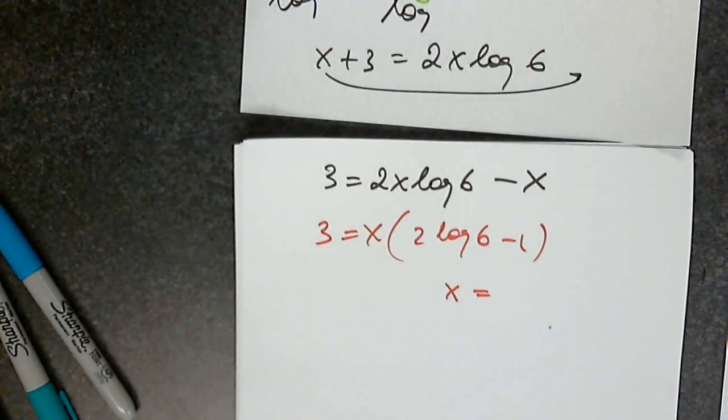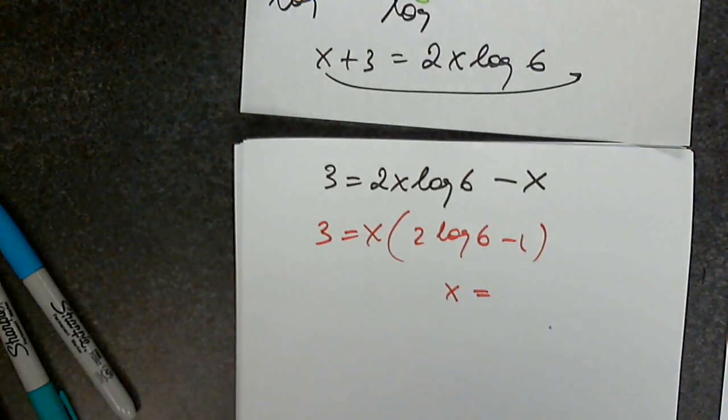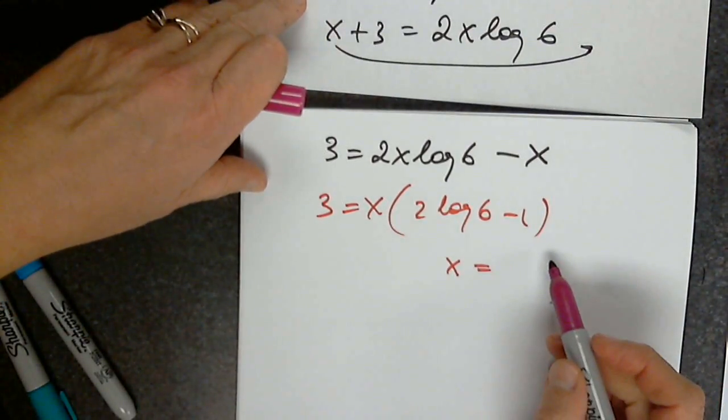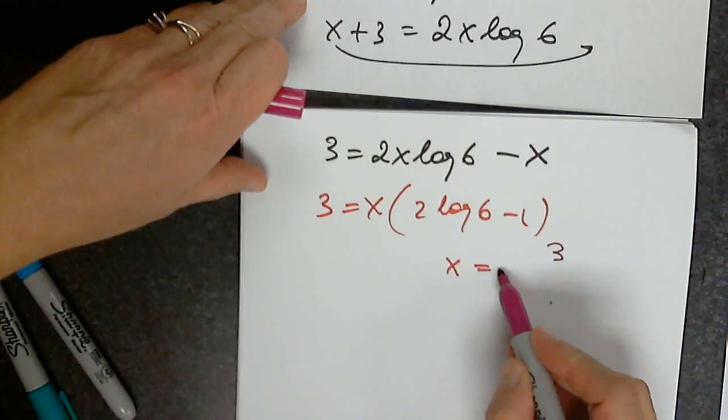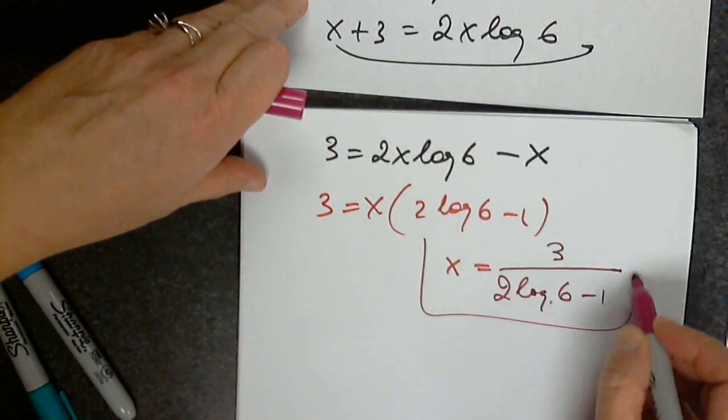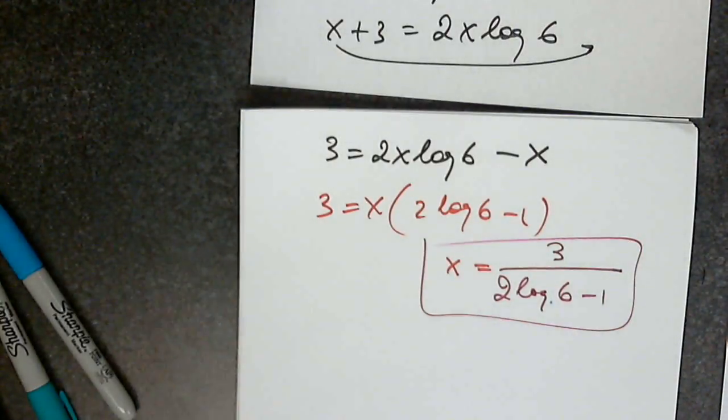There are no restrictions on exponentials ever. They are friendly. They exist for any x value. So finally, x equals what? 3 divided by 2 log 6 minus 1. Yes, you can punch it in if you want.